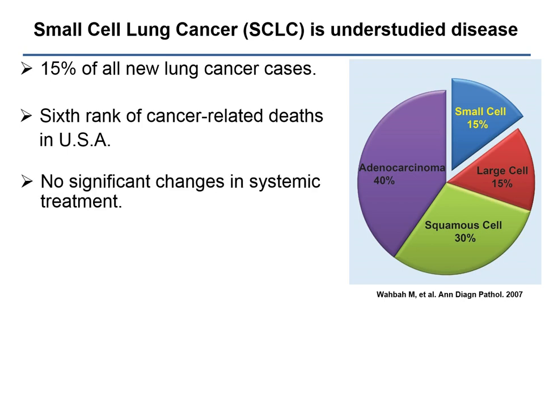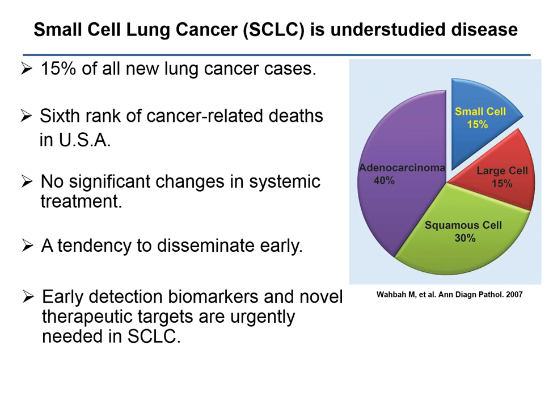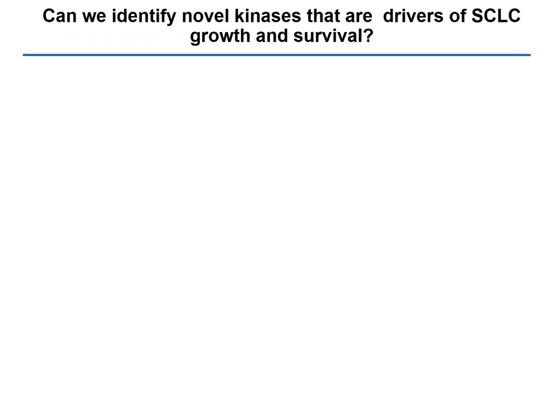There's no significant change in the systemic treatment for patients with small cell lung cancer, and it has a tendency to disseminate early, so more than 80% of patients are diagnosed with extensive stage disease. So early detection biomarkers and novel therapeutic targets are urgently needed in small cell lung cancer. Our original question is: can we identify the novel kinase which drives small cell lung cancer survival?